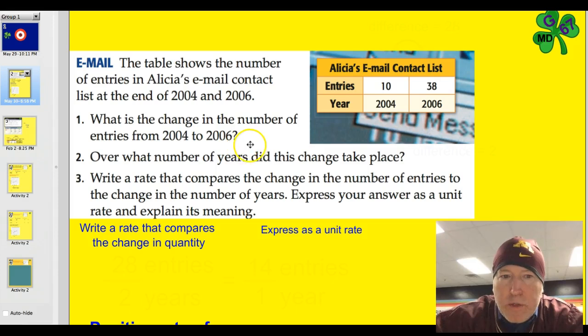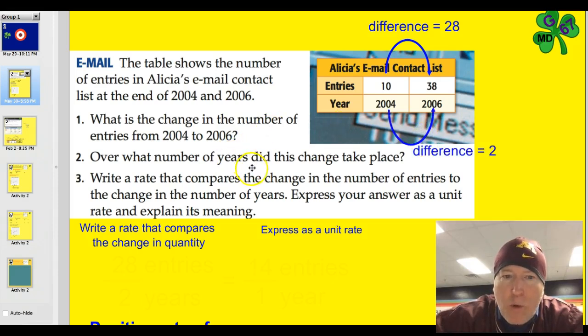But let's take a look at the questions we're supposed to answer here. First of all, we need to know what is the change in the number of entries from 2004 to 2006. Well, let's click this here. All right, looks like there's a difference then of 28 entries. So it went from 10 to 38, and that makes sense. A little subtraction there. And then down on the bottom here, the second question, over what number of years did this take place? Well, from 2004 to 2006, we can subtract there and find that the difference is 2.